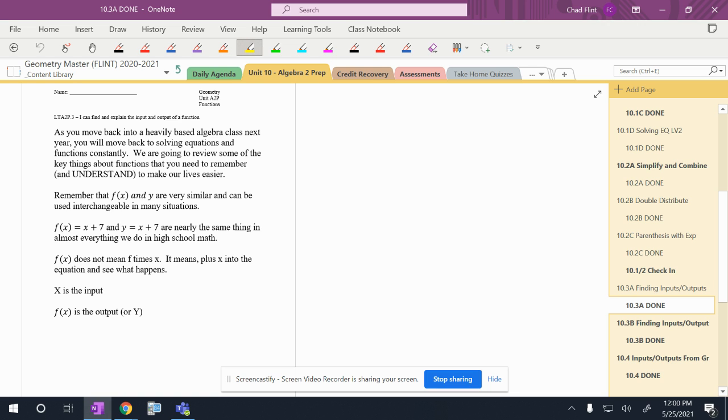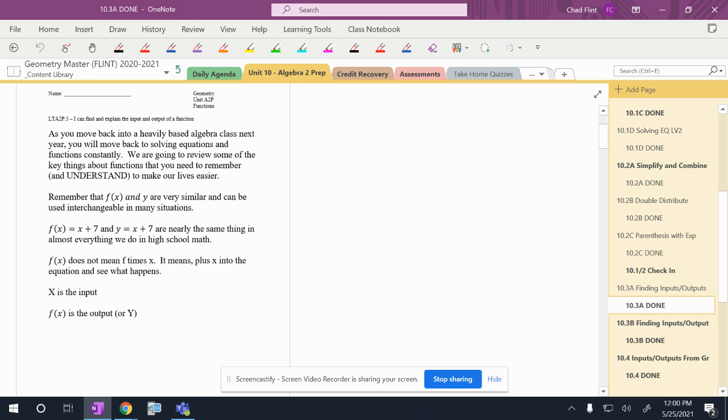So a couple of things you want to remember. F of x and y are really almost the same thing for everything you're going to do in high school math. So f of x equals x plus 7 and y equals x plus 7 really behave almost the exact same way. All right, so that means you can really switch f of x and y back and forth when you're doing problems. All right, they can swap back and forth. Sometimes it's very helpful to switch them back and forth.